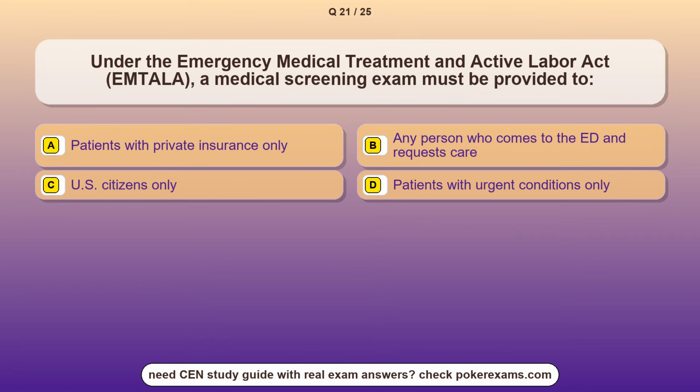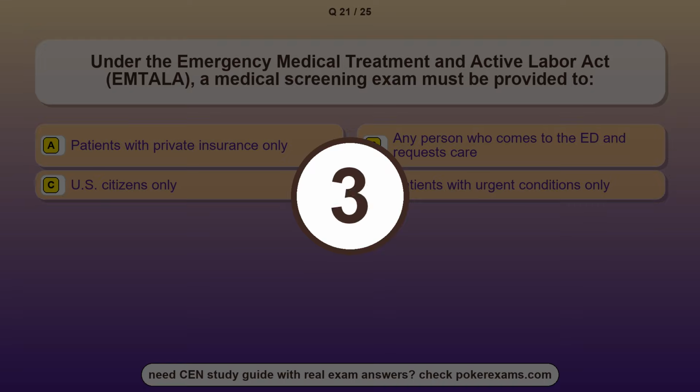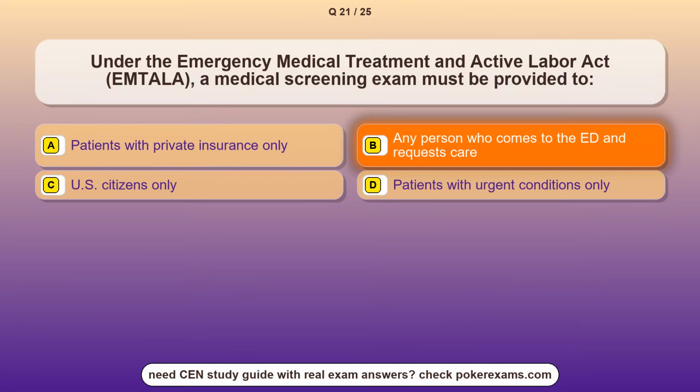Question 21. Under the Emergency Medical Treatment and Active Labor Act, EMTALA, a medical screening exam must be provided to option A, patients with private insurance only. Option B, any person who comes to the ED and requests care. Option C, U.S. citizens only. Option D, patients with urgent conditions only. The correct answer is option B. Any person who comes to the ED and requests care.